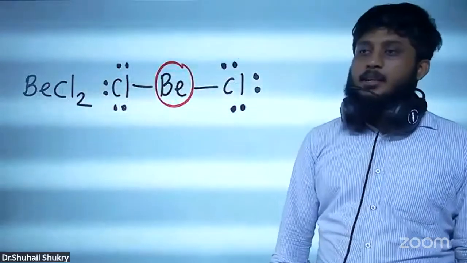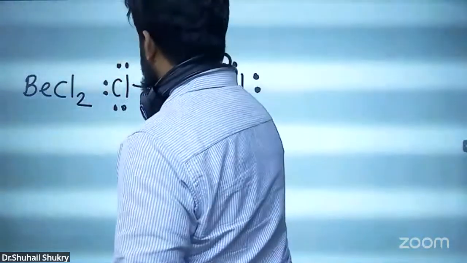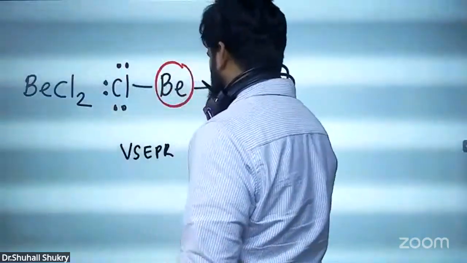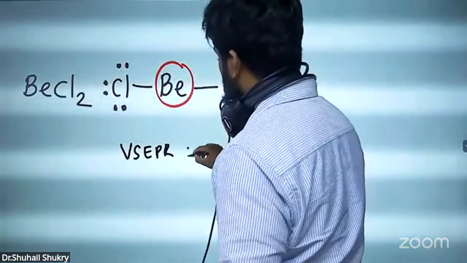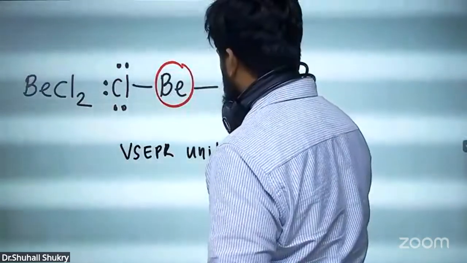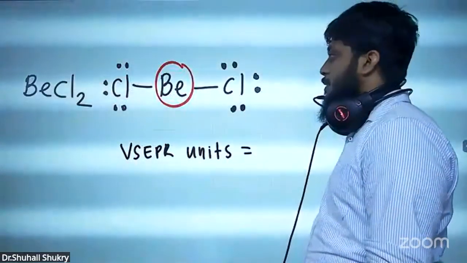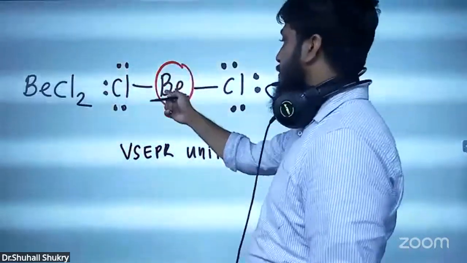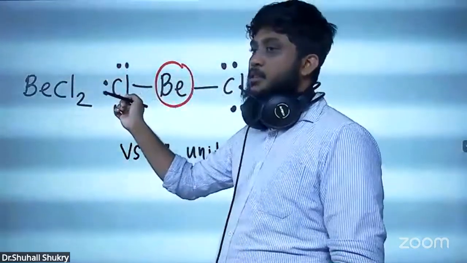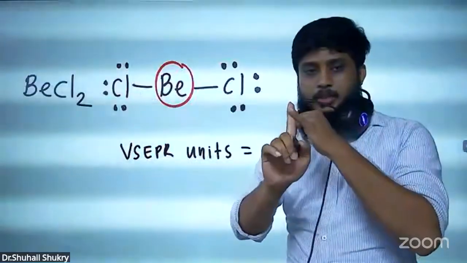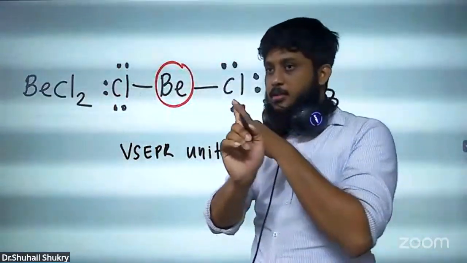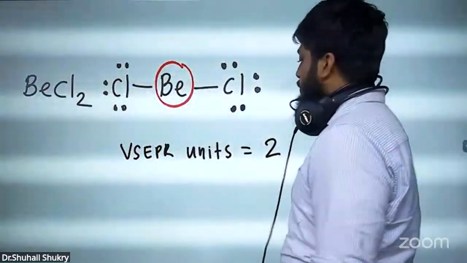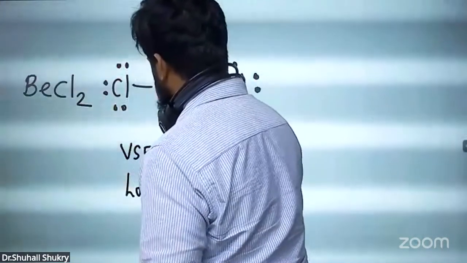The first step to write is VSEPR units. How many VSEPR units are there around the central atom? The central atom is beryllium. Who are the VSEPR units? Sigma bonds and lone pairs. Those are VSEPR units. Then you write how many VSEPR units there are. The answer is 2.